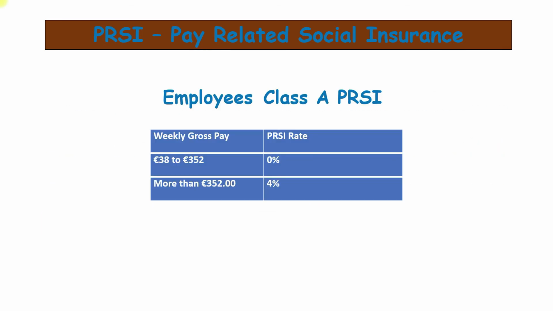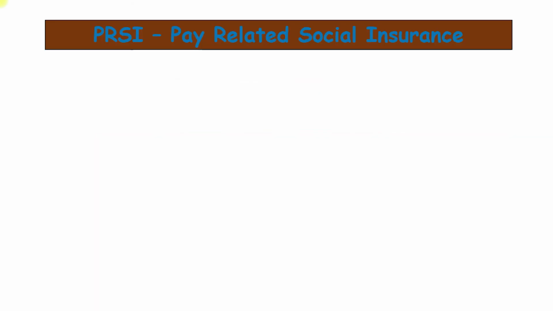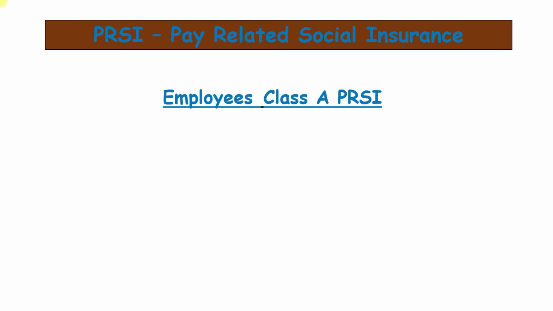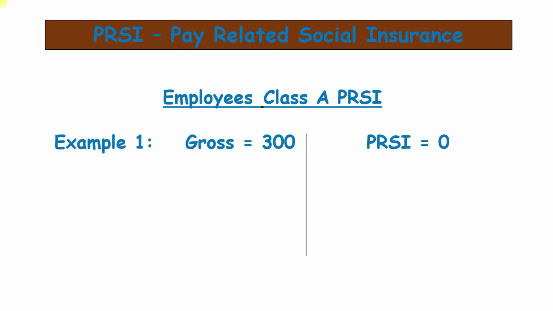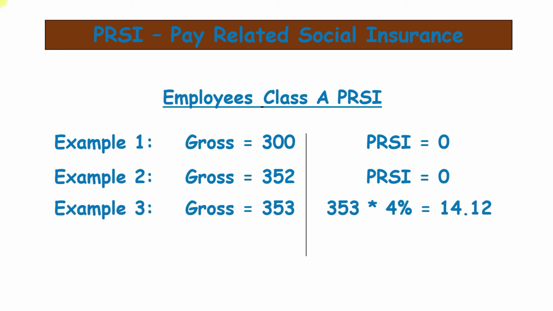There are a number of different PRSI classes, but the most used one is Class A. A schedule of the other classes can be found at the end of your workbook. These 4 examples of PRSI calculations show how the 4% is applied. Once the gross goes over the 352, then all the pay is taxed, not just the amount above the 352.